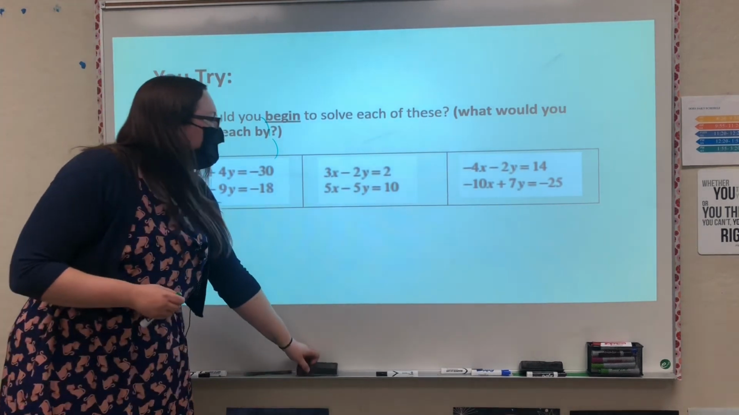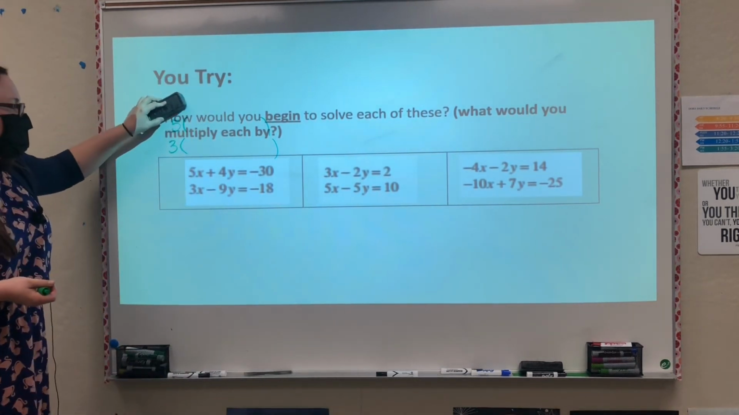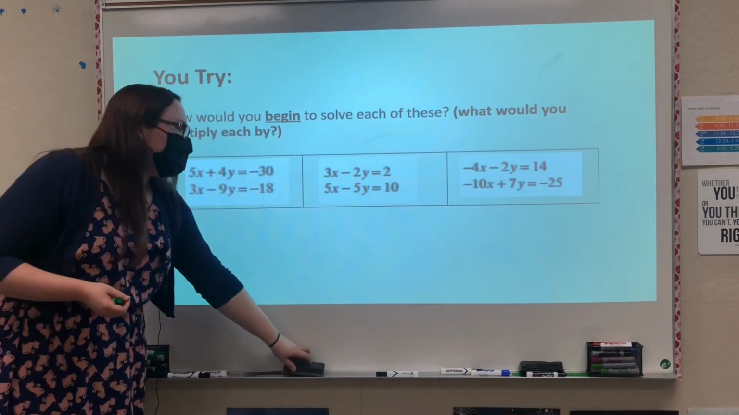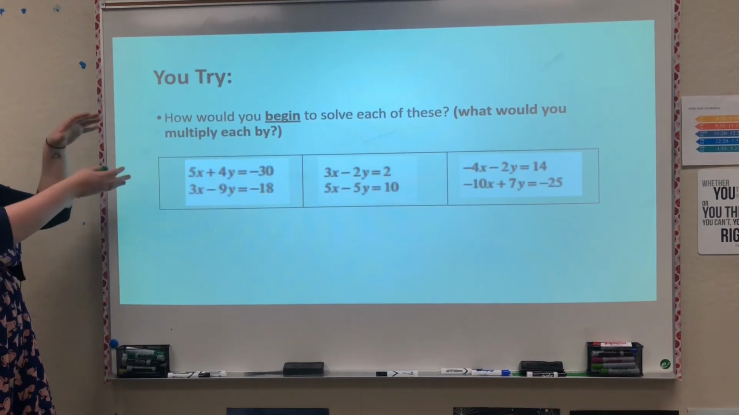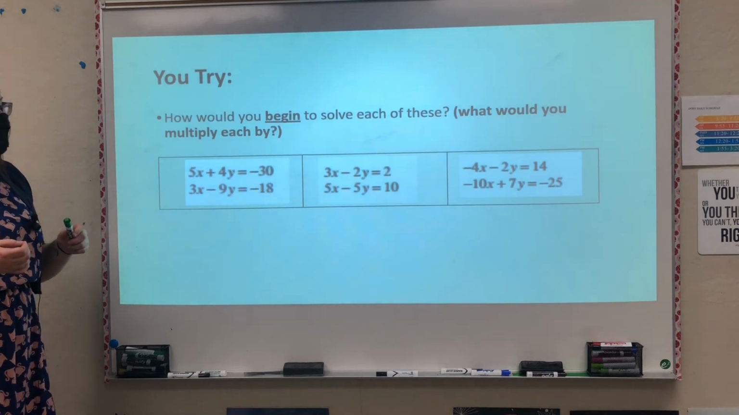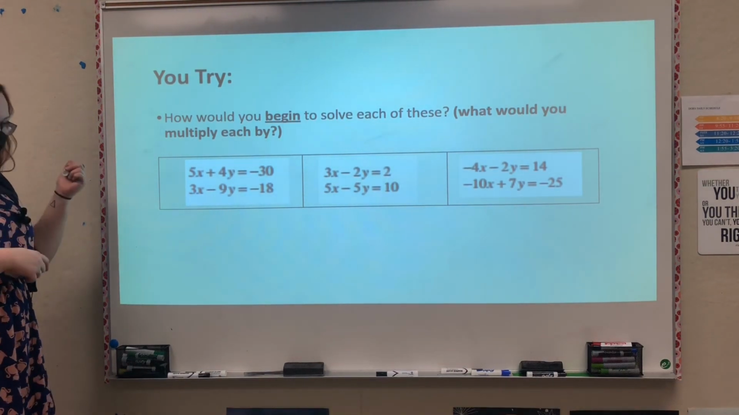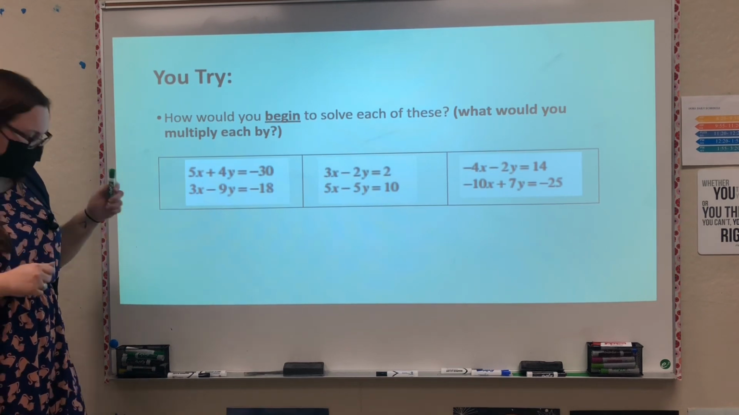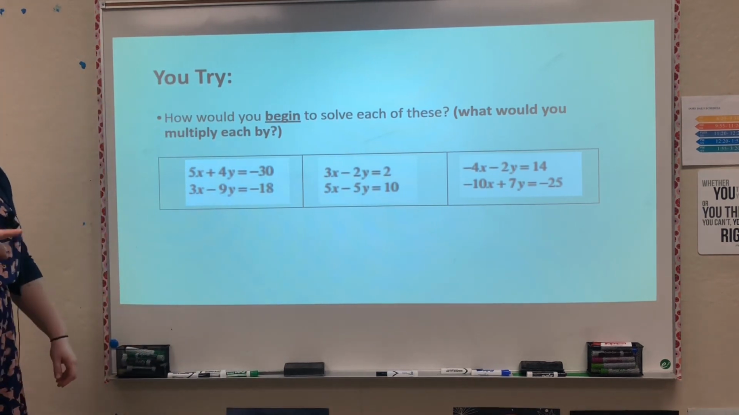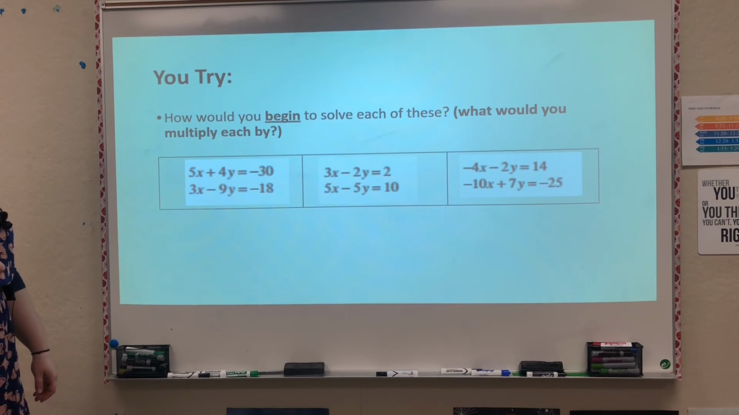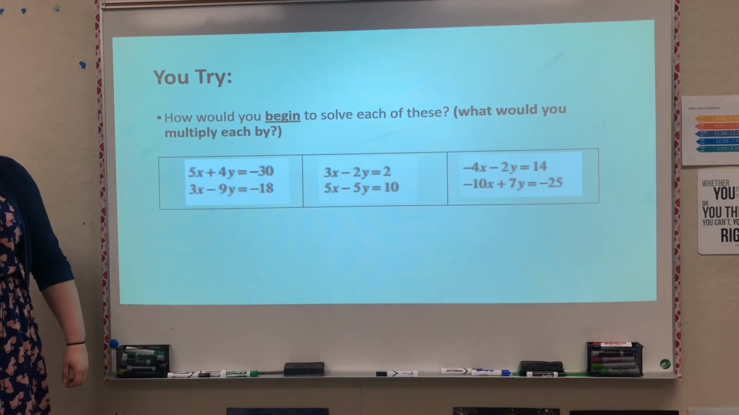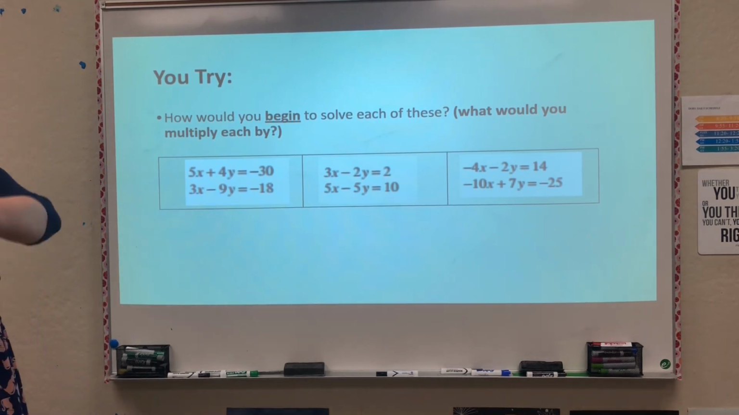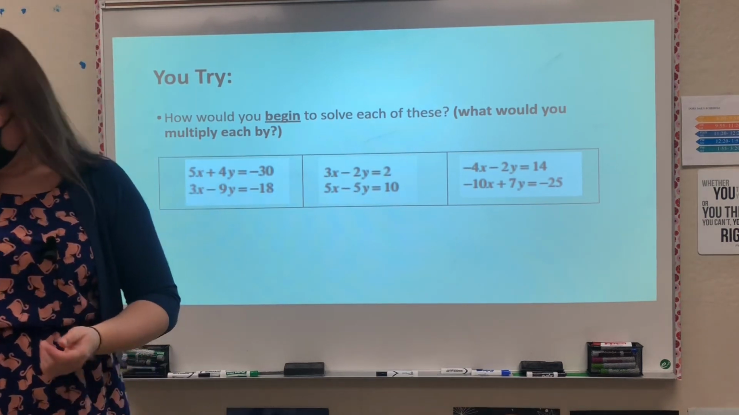So all I'm looking for you to do for these first 3 here is show me what you would do to the system to help you eliminate. And I showed that last part to show there are multiple correct answers. So you just have to give me one. Okay? You want to do it on your paper and then I'll hear what you got? And people at home, please do this as well.